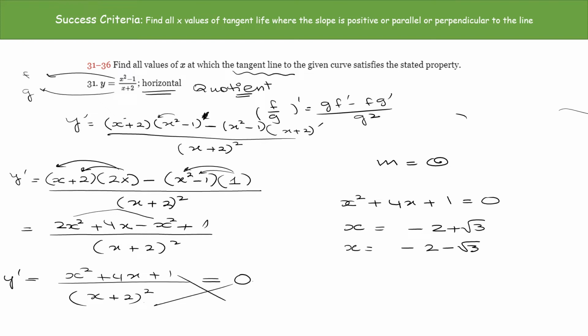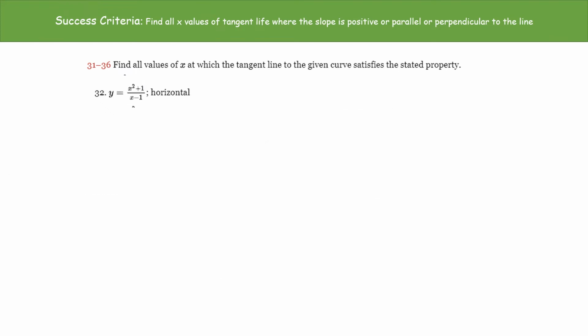Same kind of question here: find all the x values at which the tangent line of the curve satisfies the stated property. So again the slope is horizontal, which means you have to make the derivative equal to 0.